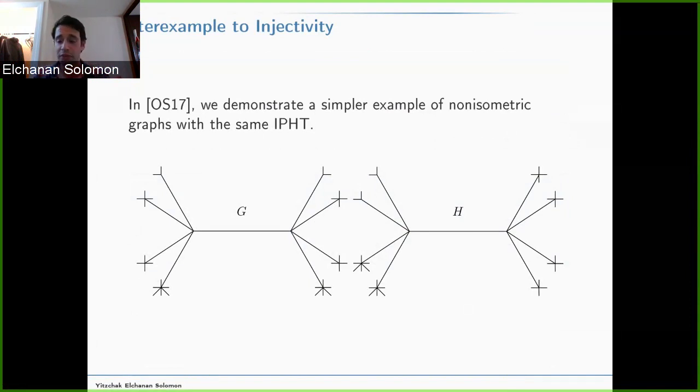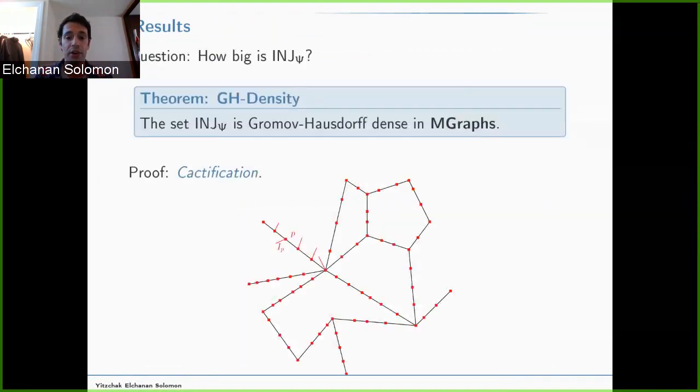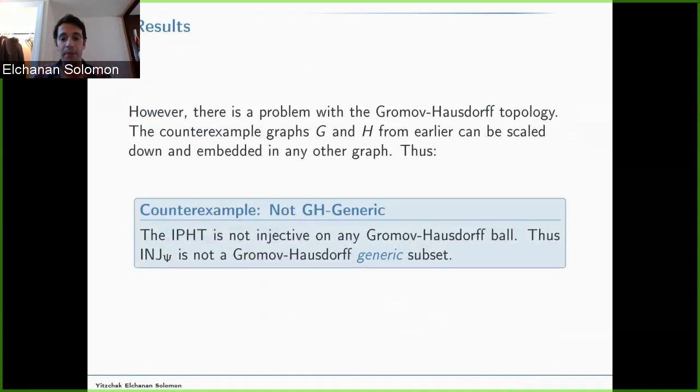Because the Gromov-Hausdorff metric just cares about the geometry. It doesn't penalize you for increasing the complexity of the graph by adding a whole bunch of new vertices and edges. So because you can embed these counterexamples in any graph, there's no hope of this subset being generic, because you can find counterexamples in every Gromov-Hausdorff ball.